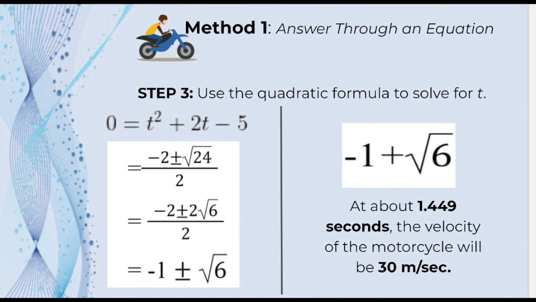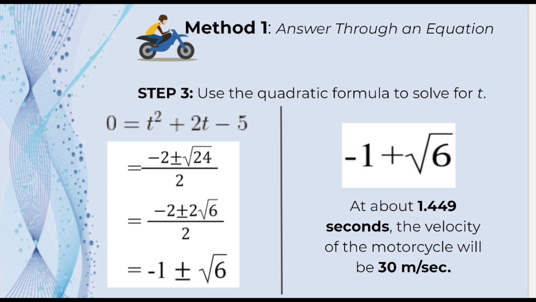Now that our equation is set equal to 0, we can solve for t using various methods. However, we use the quadratic formula. On the left, you can see that we ran through those motions, and we were left with the final answer of -1 plus or minus radical 6.